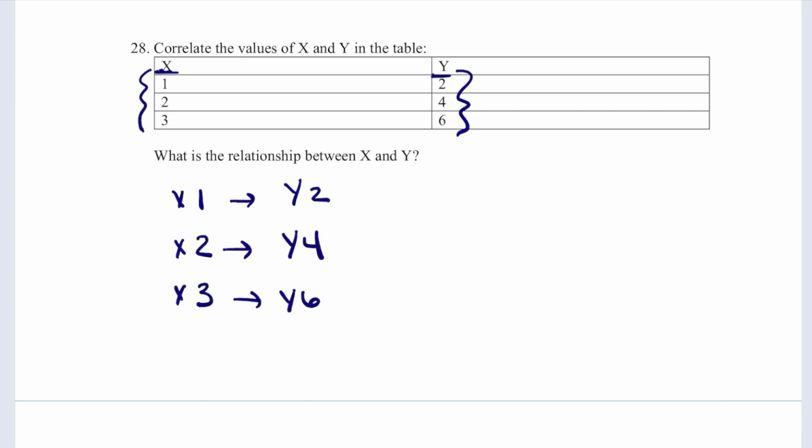So what do we notice? Well, we can see that 1 times 2 is 2. 2 times 2 is 4. 3 times 2 is 6. So our relationship is that y equals 2x.